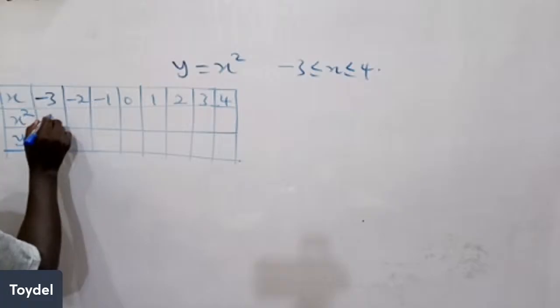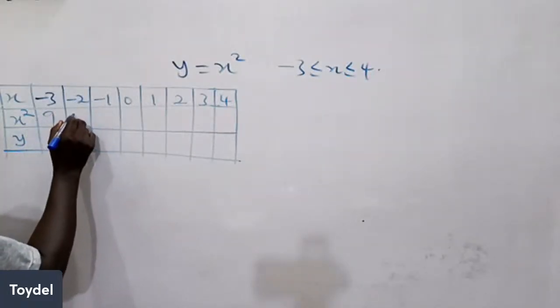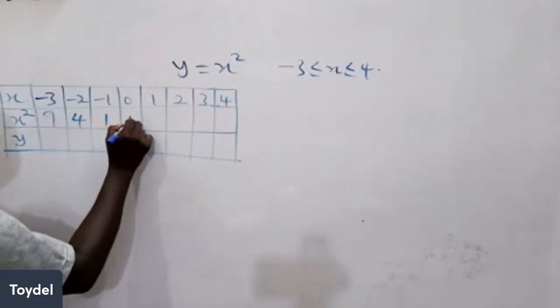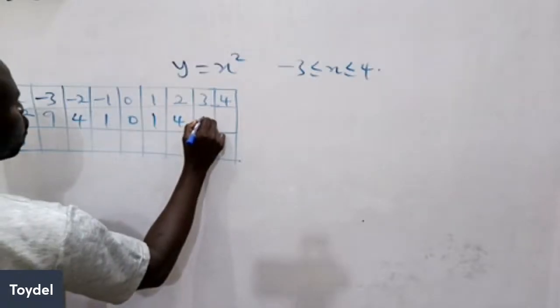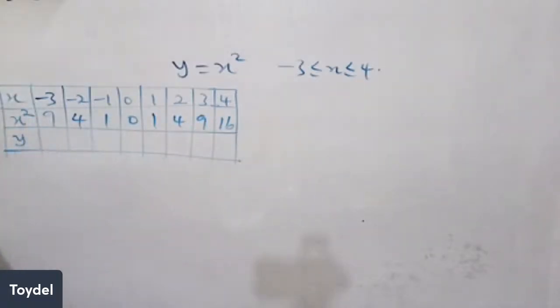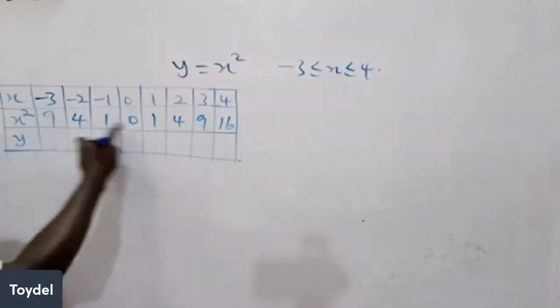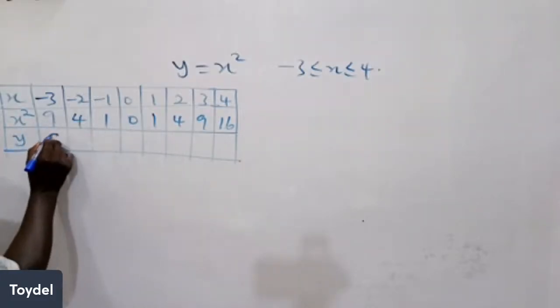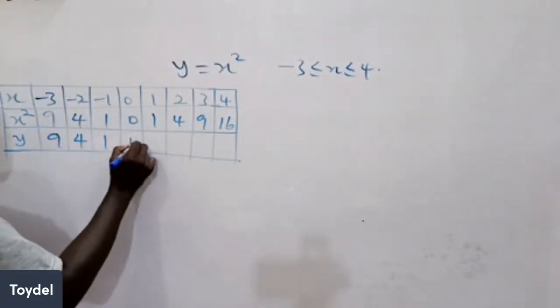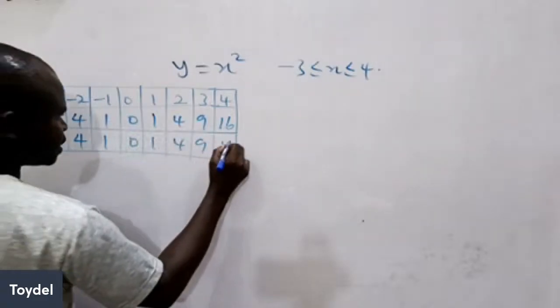X squared here will be 9. X squared here will be 4. Here will be 1, 0, 1, 4, 9, 16. Then what is y? Y is equal to x squared. So y will be 9, 4, 1, 0, 1, 4, 9, 16.